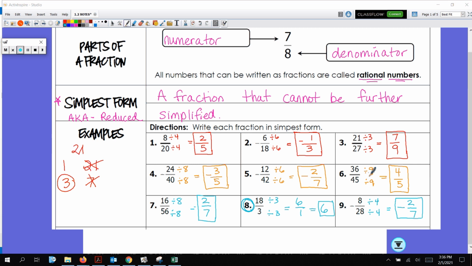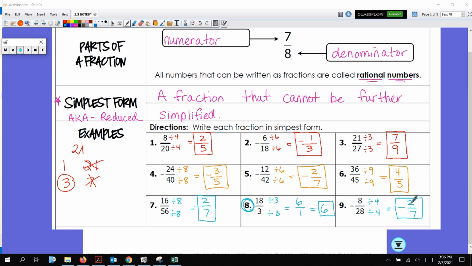My greatest common factor was 8, so when I divide top and bottom by 8, I get 2 over 2. Number 8 was a little weird, that's why I circled it, because the only factors of 3 are 1 and 3, right? And if I divide the top by 3, I get 6. Divide the bottom by 3, I get 1. 6 over 1 is just 6. Number 9, when I divide the top and bottom by 4, which is the greatest common factor, I get negative 2 over 7. Be very careful not to lose a negative when you are doing this.